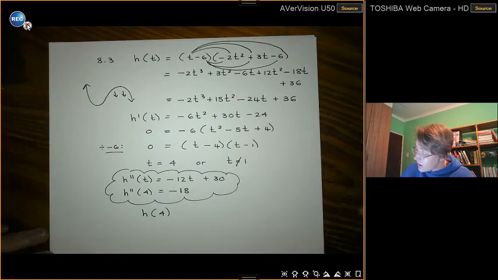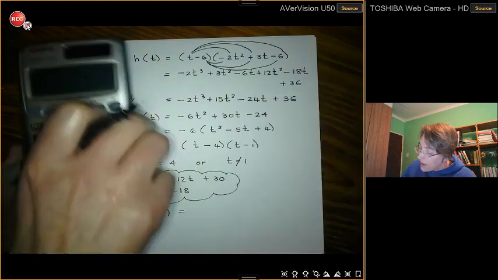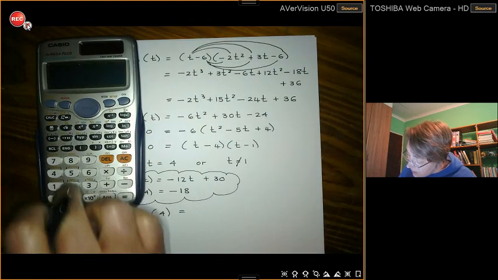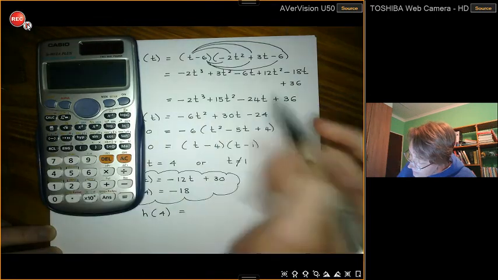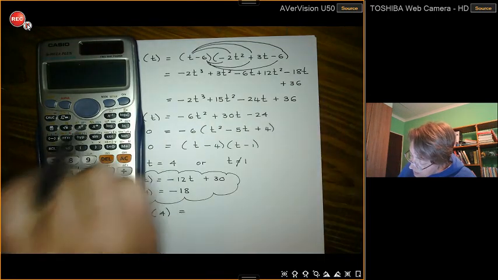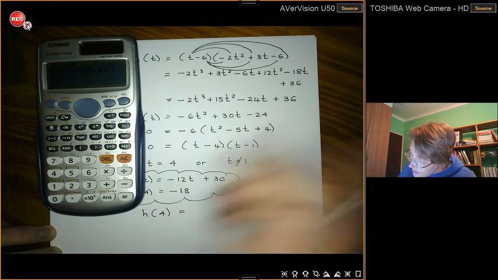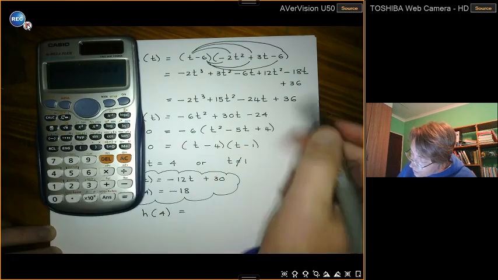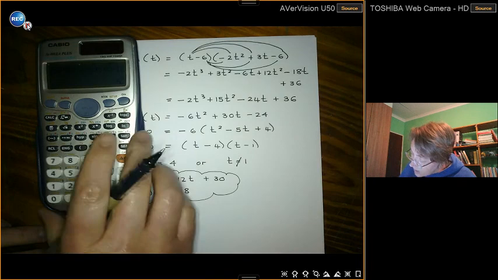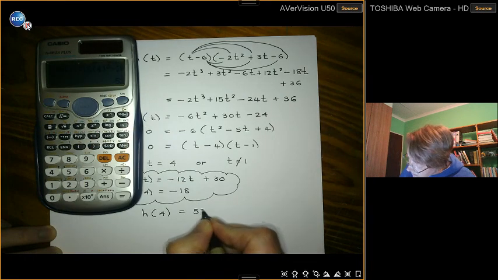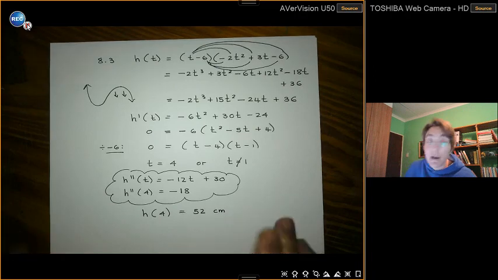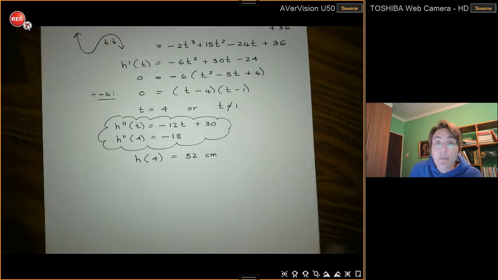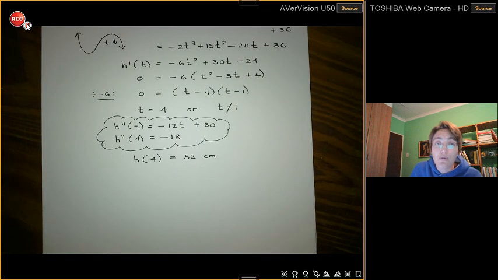So that's why I need to go and substitute 4 back in here and say it's minus 2 times 4 cubed, plus 15 times 4 squared, minus 24 times 4 plus 36. And that's going to give me 52, careful, remember it's in centimeters. So the maximum height that this insect reaches above the floor is 52 centimeters. So that's the end of this particular question.